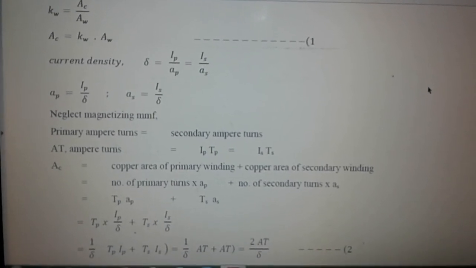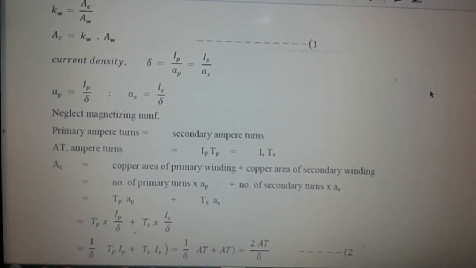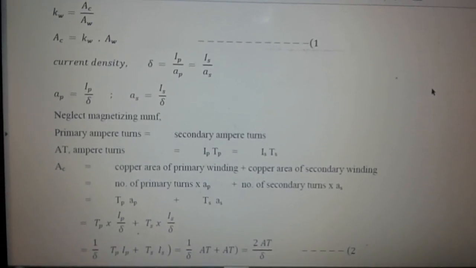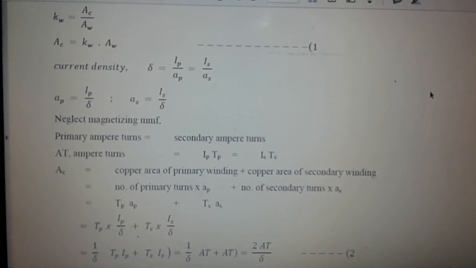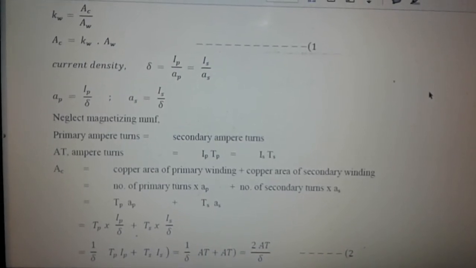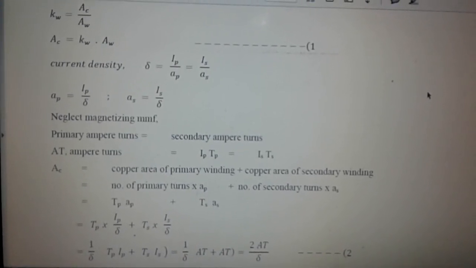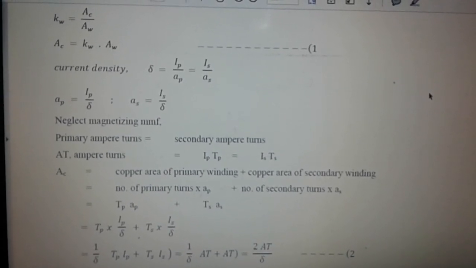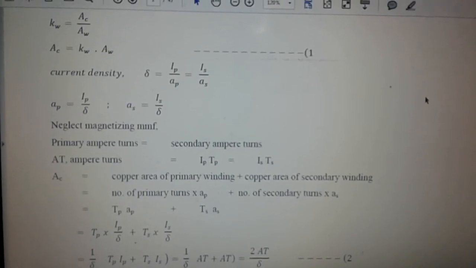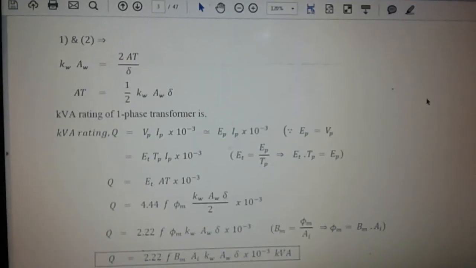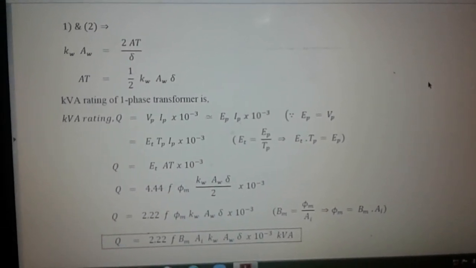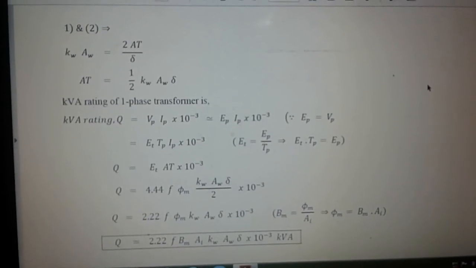Already we know that Ap can be written as Ip divided by delta and As can be written as Is divided by delta. From this, 1 by delta is taken common outside. So Tp Ip plus Ts Is is equal to 1 by delta into, because the number of ampere turns or MMF required is the same for primary and secondary winding, AT plus AT, which is 2AT. So Kw into Aw is equal to 2AT divided by delta. So AT is taken as 1 by 2 Kw Aw delta.